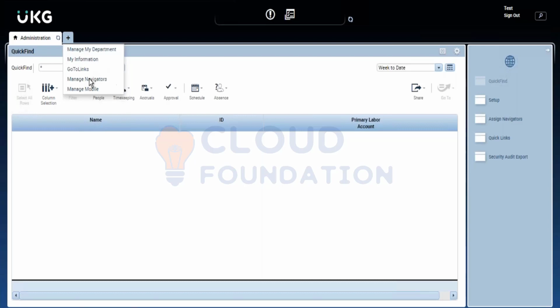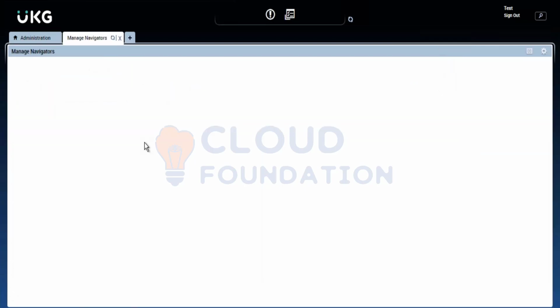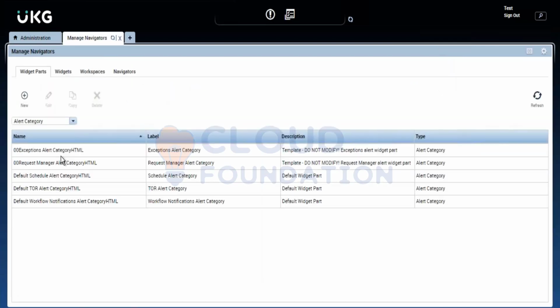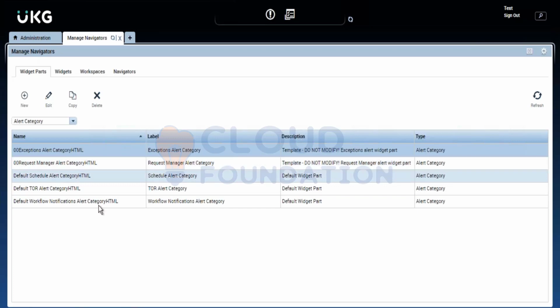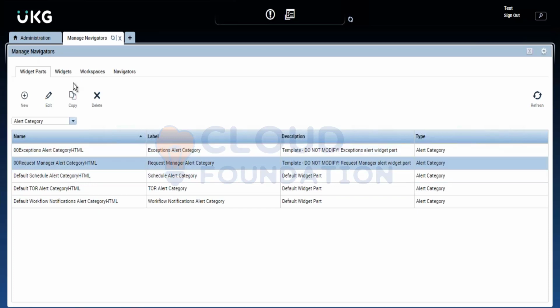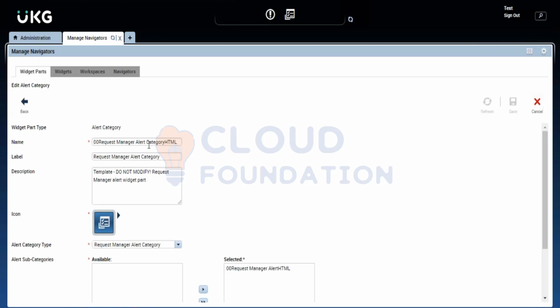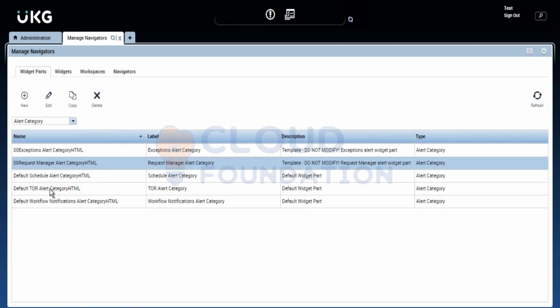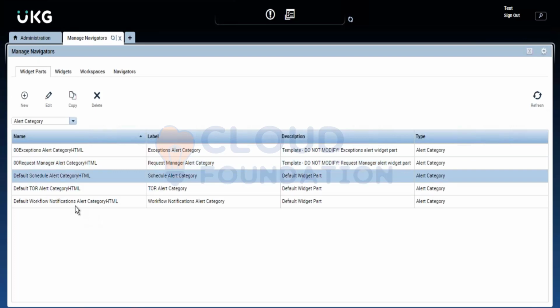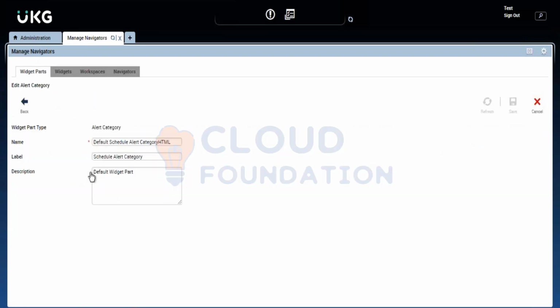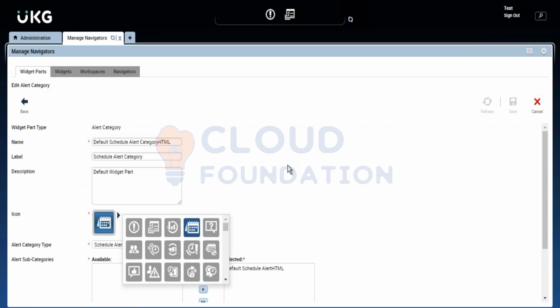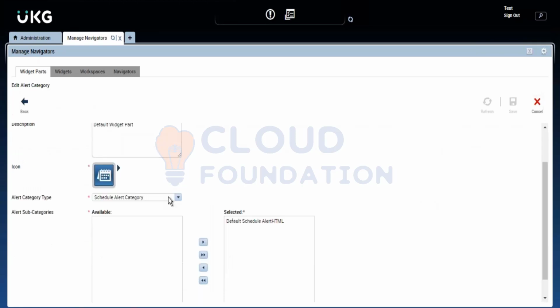So widgets are nothing but, so these are called the widget paths. So you create widget paths to create a widget, like in a widget, what all widget paths you need to see. So we'll see something that's already existing over here. So this is request manager alert category. I think this is the wrong example to show. Schedule alert. Okay, let's see how schedules work. So this is a schedule alert widget part.